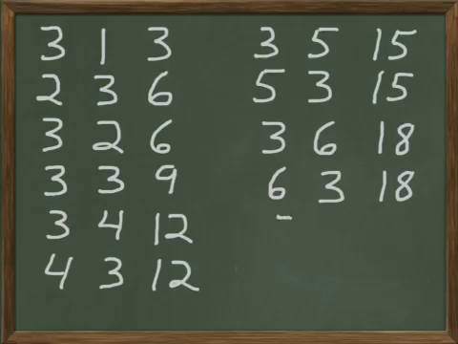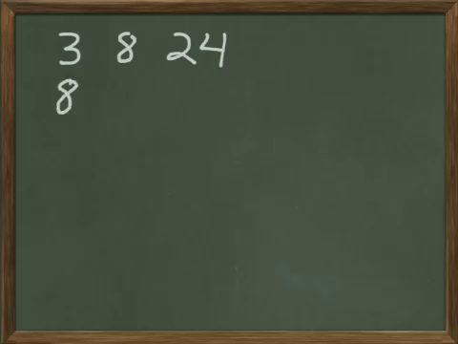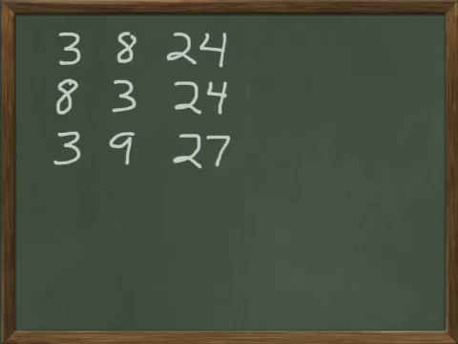Let's do 3 times 7. 3 times 7 is 21. How about 7 times 3? 7 times 3 is also 21. Okay, let's do a couple more. Let's do 3 times 8. 3 times 8 is what? 24. 8 times 3 is also 24. And let's do 3 times 9. 3 times 9 is 27. That would mean 9 times 3 is 27.